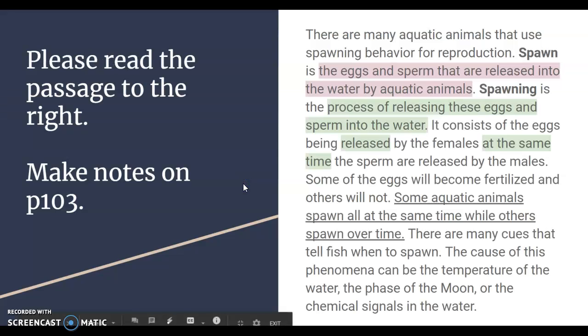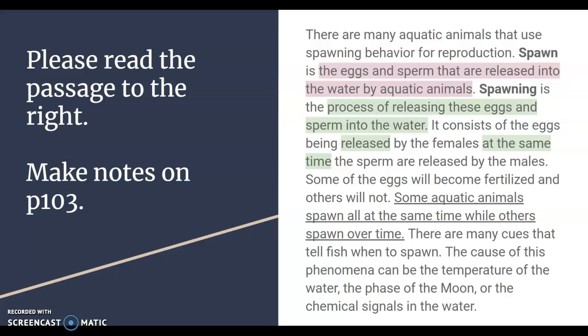Okay, so I have a passage here that I want you to read. It's going to help explain what some of the words are that you hear. If you would like to read this silently, please go ahead and skip ahead in the video. I'm going to read it aloud for those of you that benefit from that.